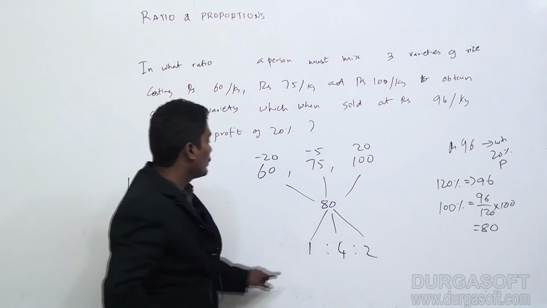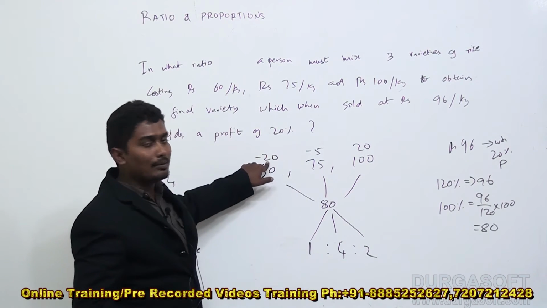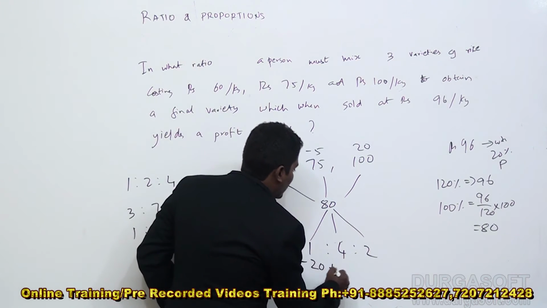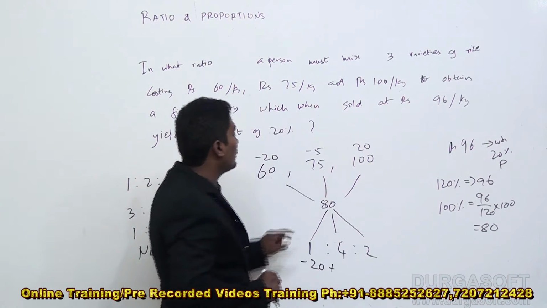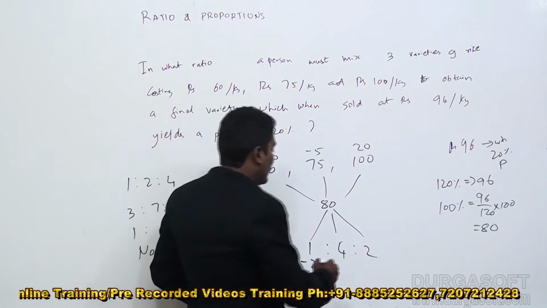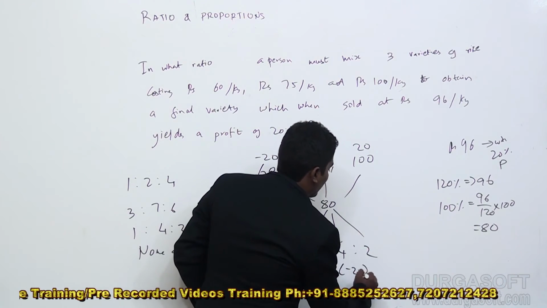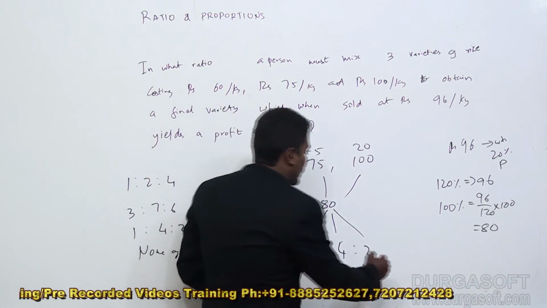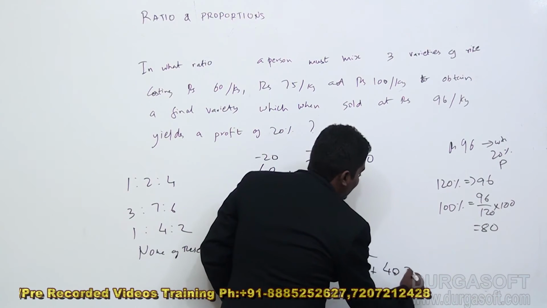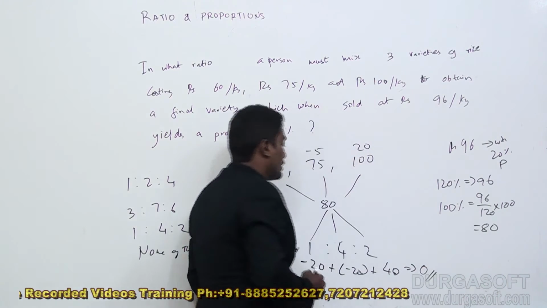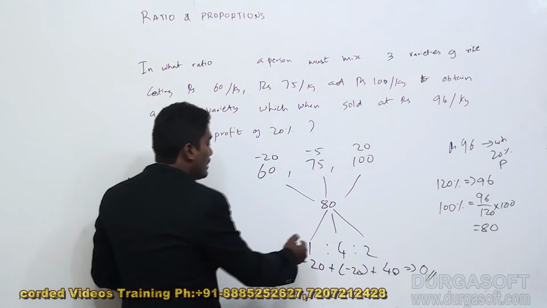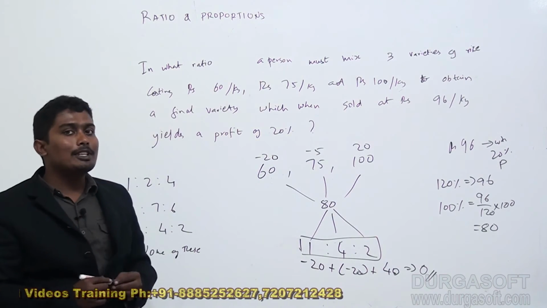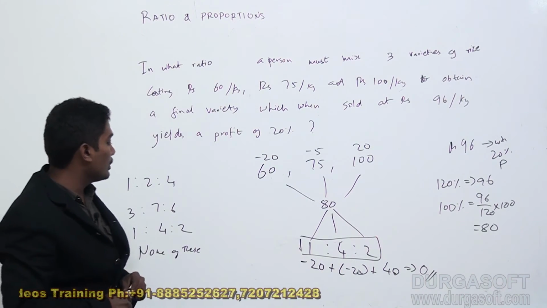1:4:2. So I will take one part of the first element, which is 1 into minus 20, minus 20, plus 4 parts of the second element, 4 into minus 5, which is again minus 20, plus 2 parts of the third element, 2 into plus 20, which is 40. If I add all these, I get 0 as the sum, which means I should be mixing them in the ratio 1:4:2.